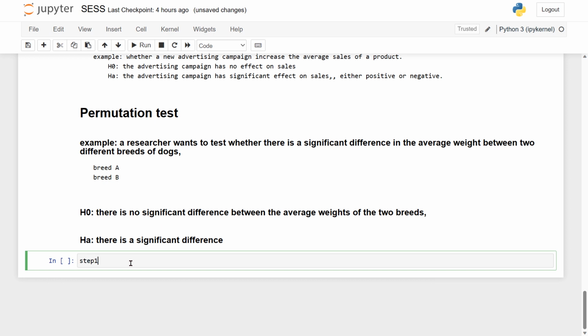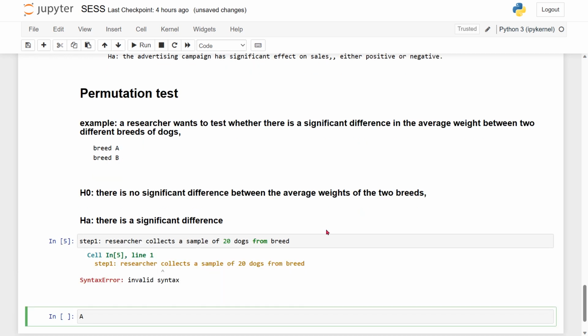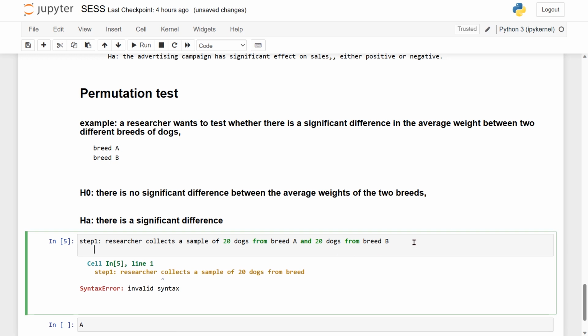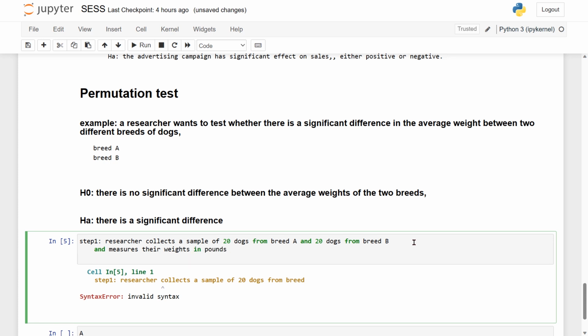The researcher collects a sample of 20 dogs from breed A and 20 dogs from breed B. Then after collecting the samples from breed A and breed B, he measures their weight in pounds.